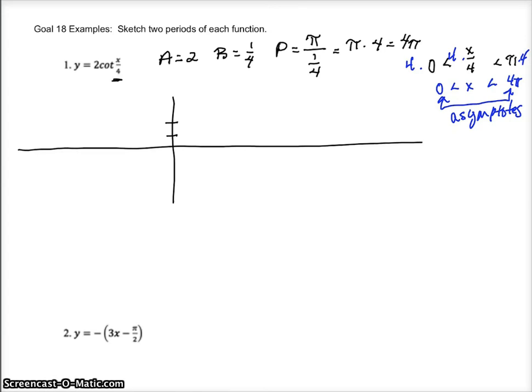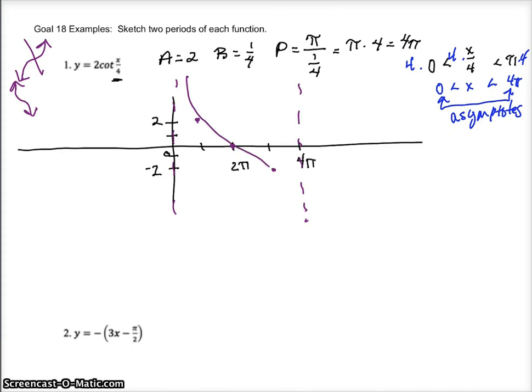Remember, I'll put positive A and negative A on the y-axis, and then my endpoints, my midpoint, and then mark the quarter marks. So we should have asymptotes at 0 and 4 pi. Now recall, tangent rises to the right, so its reciprocal, cotangent, falls to the right. So we should have positive 2, 0, and negative 2 for this first period for cotangent.